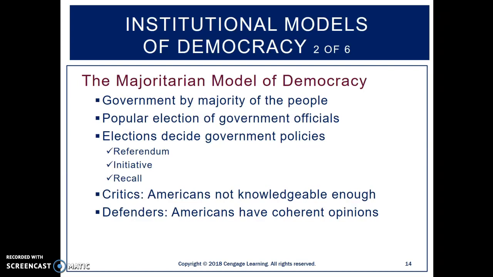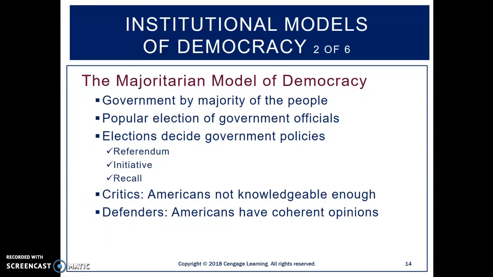Well, the majoritarian model of democracy is the classic theory of democracy, in which the government by the people is interpreted as government by the majority of the people. That is, a democracy is what is best for the majority, but it may not be for everybody. Usually we think of elections only as a mechanism for choosing among candidates for public office. Majoritarian theorists also see them as a means for deciding government policies. So you have things like referendums, initiatives, and recalls.